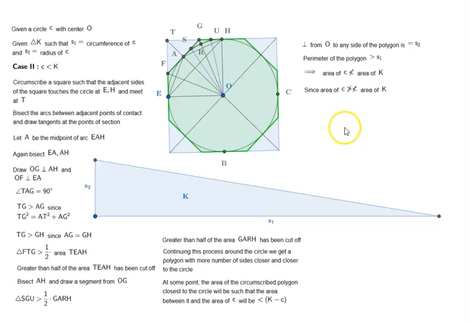Since the area of C is neither greater nor less than the area of K, that means C is equal to K. So what we have shown is that the area of a circle is equal to a right-angled triangle whose one side above the right angle is equal to the circumference of the circle and the other side is equal to the radius of the circle. So that is proposition number 1 of the works of Archimedes, specifically Measurement of a Circle.